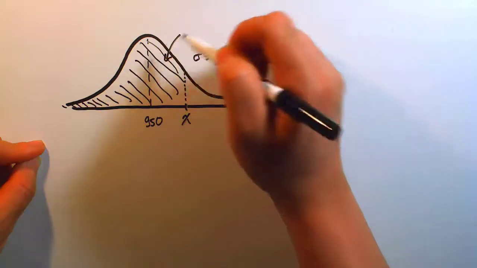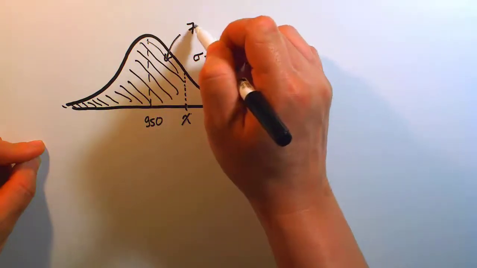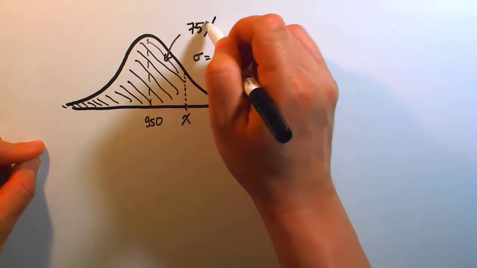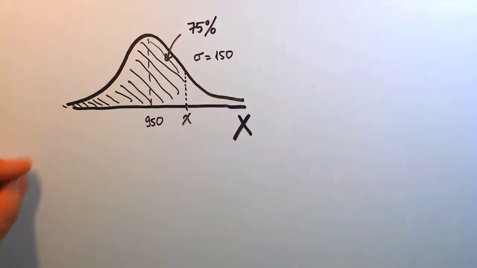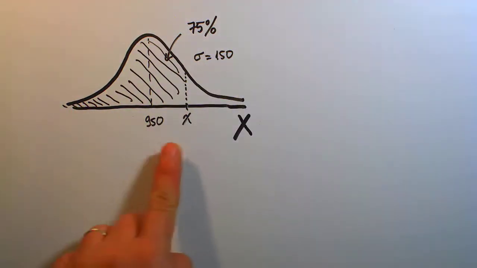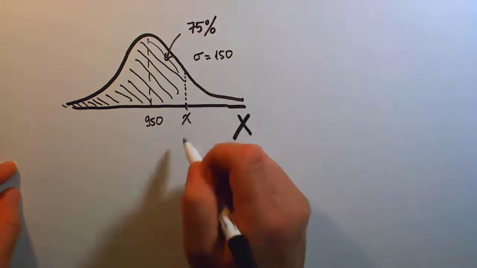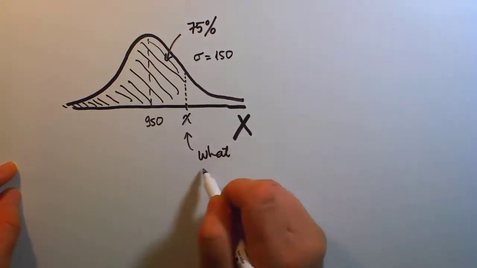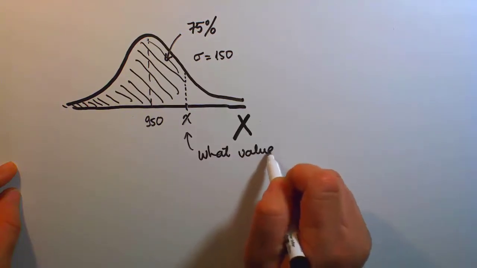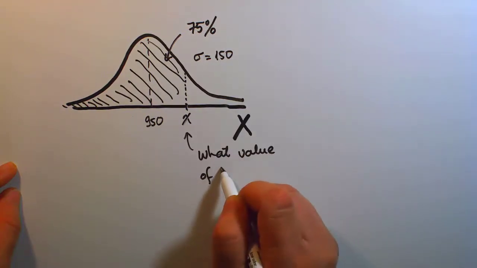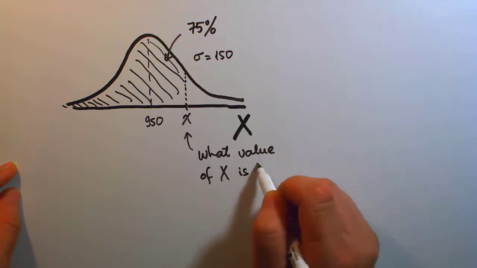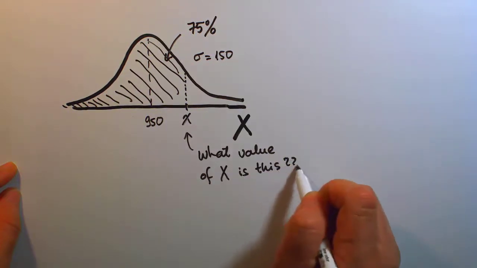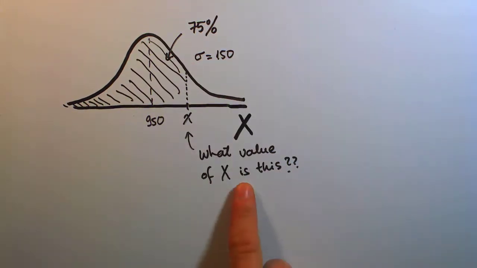So now in this problem, we are actually given the area already, being 75% on this bell curve shaded to the left of that. We just need to find out what value of x this is. That's simply a different way of interpreting the question.